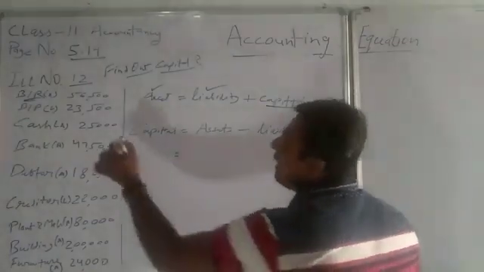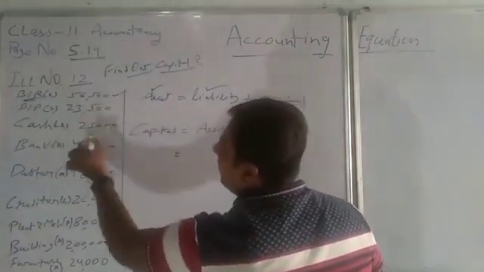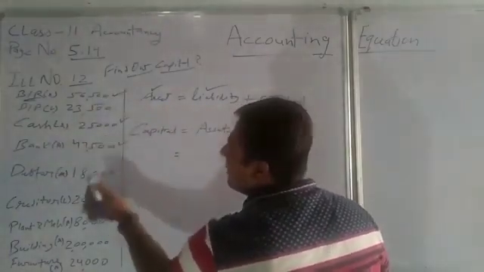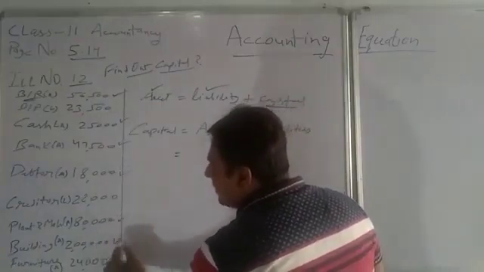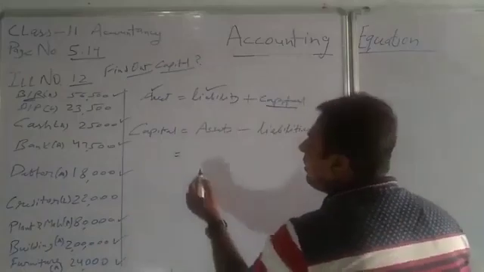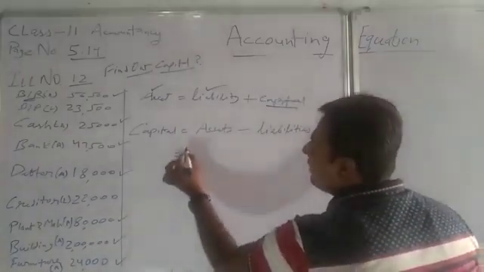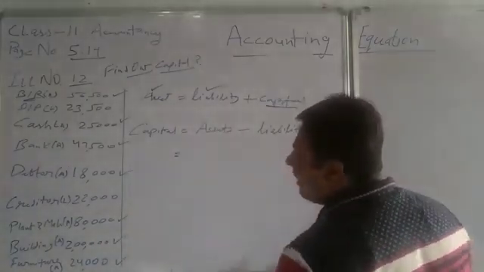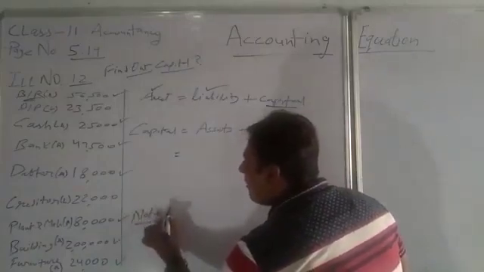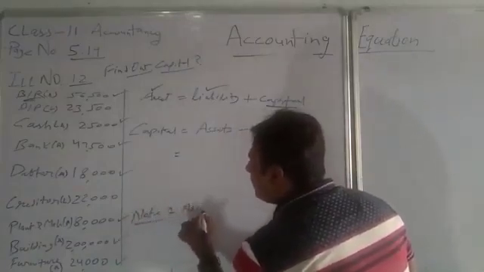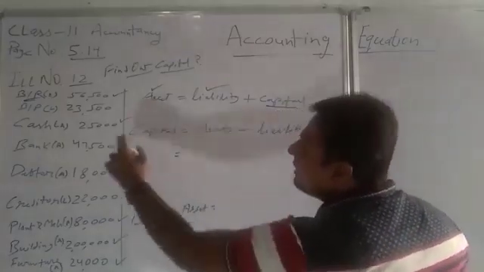So now the question is more clear to us. How many assets do we have? This is our asset, this is our asset, this is our asset. So what we have to do? I have to write all the assets downwards, or directly I can write here. Note number 1, assets.